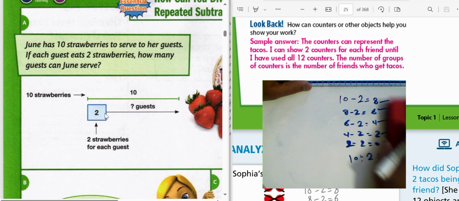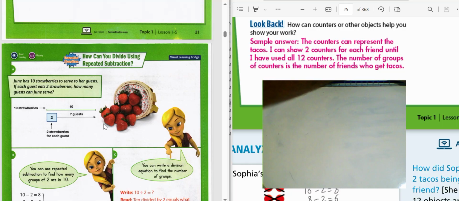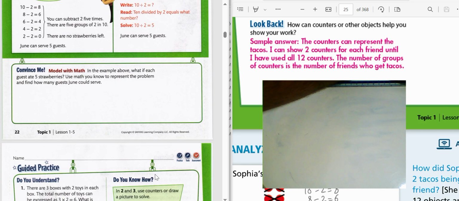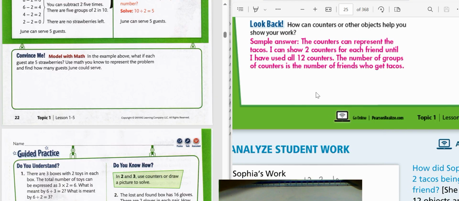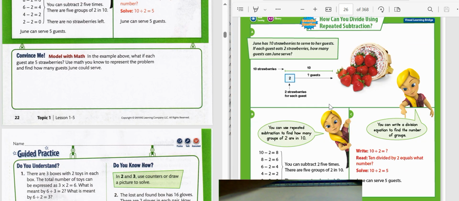Okay, 10 divided by 2. But in this example, we used subtraction between 2 numbers. Understood? All the time we must subtract 2 to reach 0 at the end. So the problem is solved here. 10 divided by 2 equals 5. June can serve 5 guests. Understood? You can divide by 2 using this method. Okay, you must know the table also.